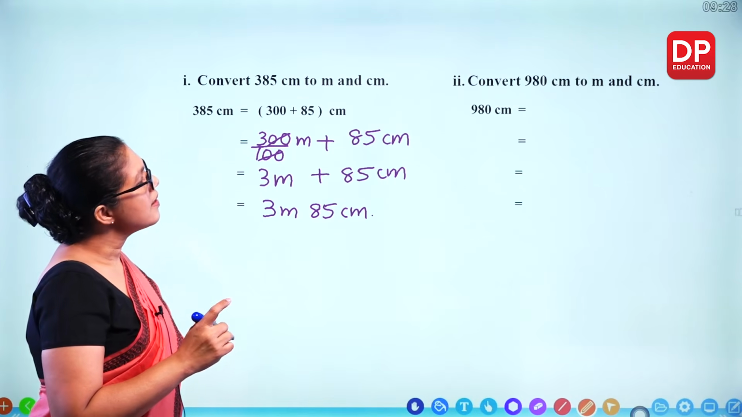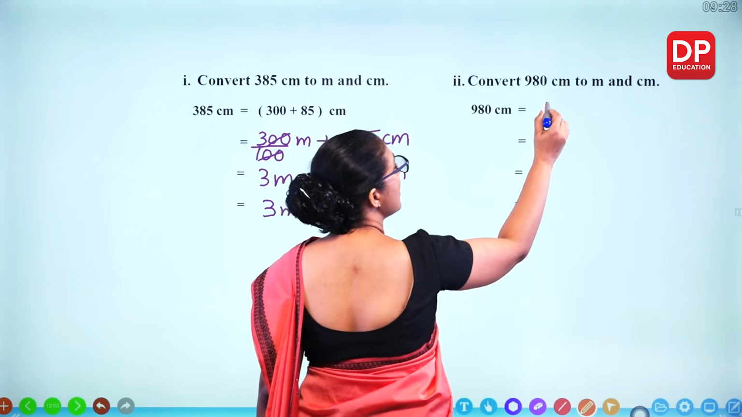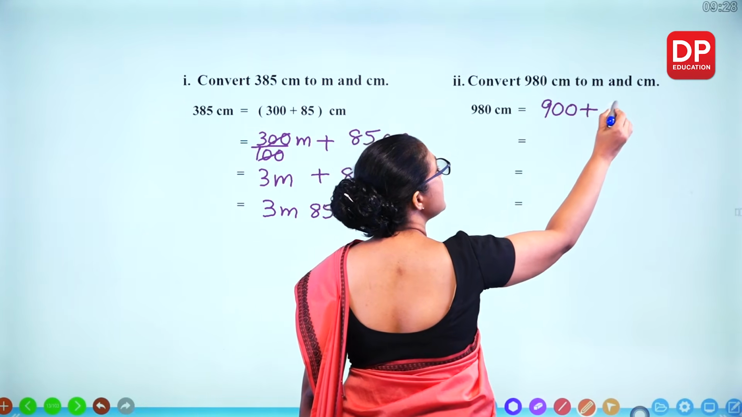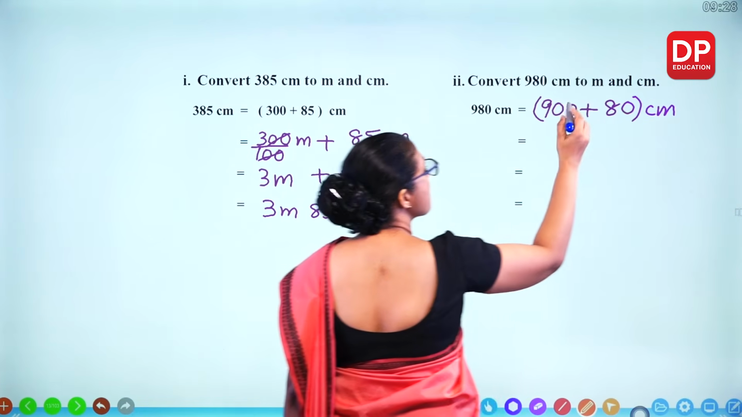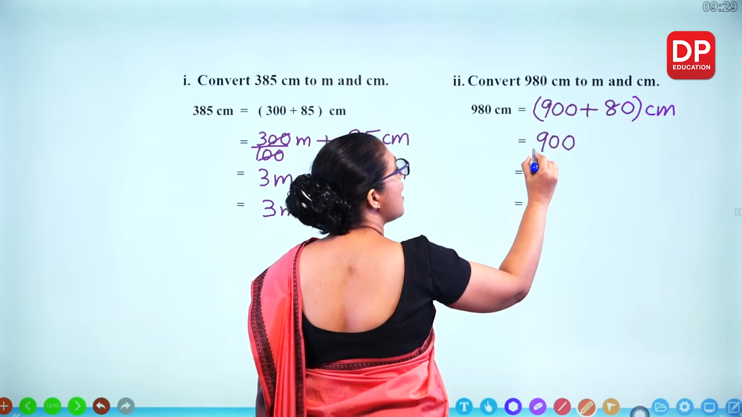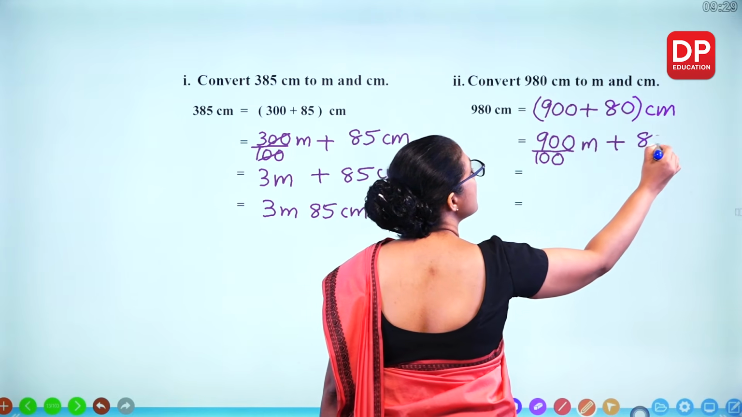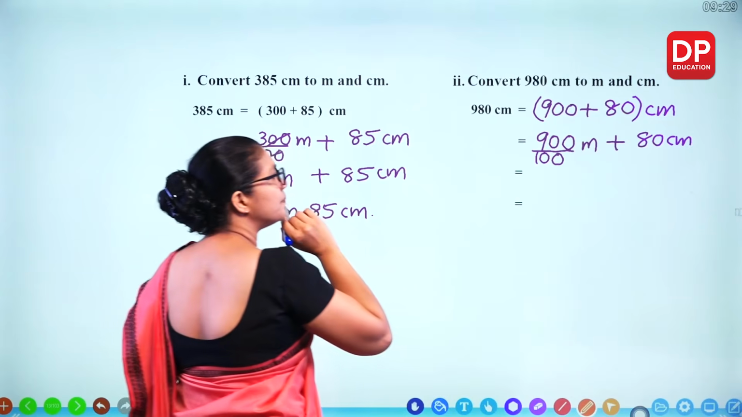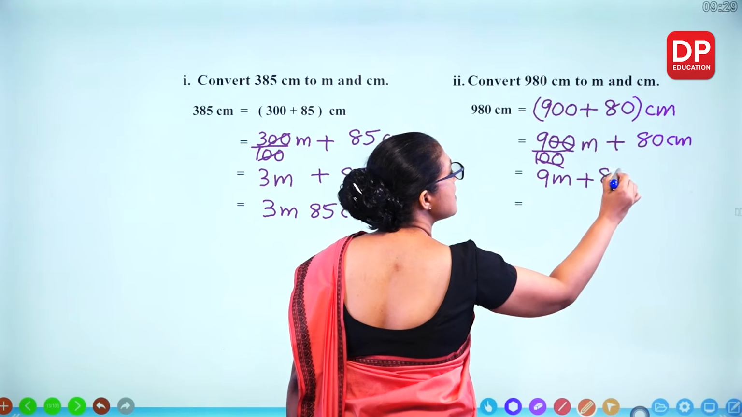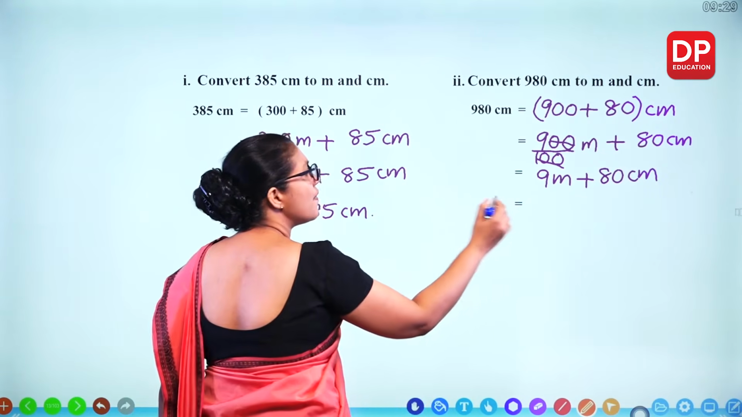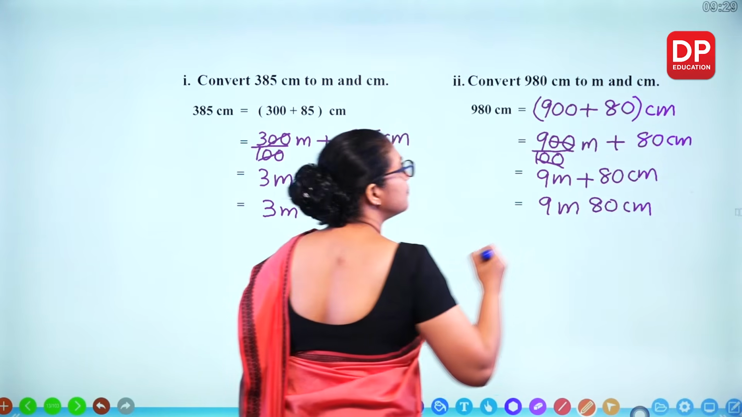Look at this one. Convert 980 centimeters to meters and centimeters. I can write this as 900 plus 80. All these are centimeters. I want to convert 900 to meters. Divide by 100. And I want to keep this centimeter as it is. This becomes 9 meters and 80 centimeters. So when you write together, I can write 9 meters, 80 centimeters.